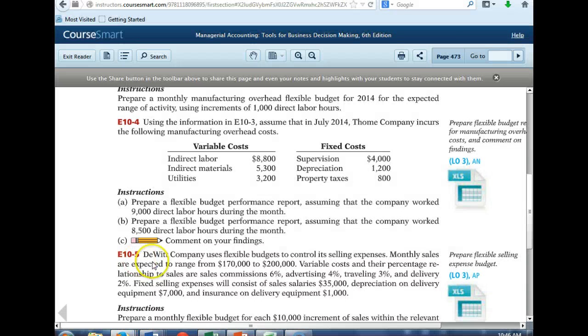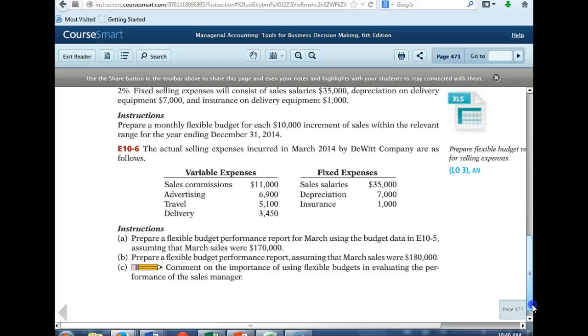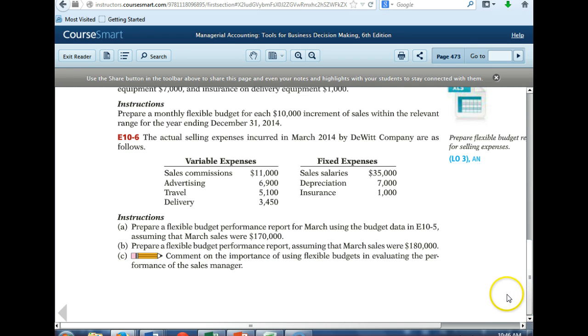Let's look at E10.6. The actual selling expenses incurred in March of 2014 by DeWitt Company are shown here, variable expenses and fixed expenses. We are going to prepare a flexible budget performance report for March using the budget data in E10.5, assuming that March's sales were 170,000.